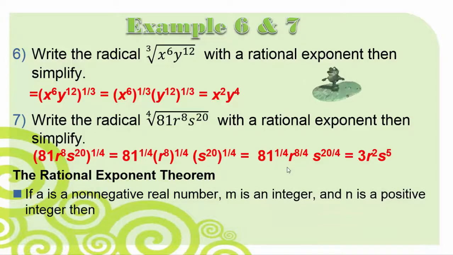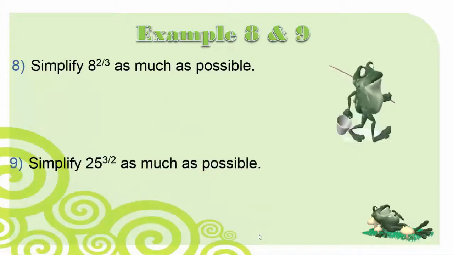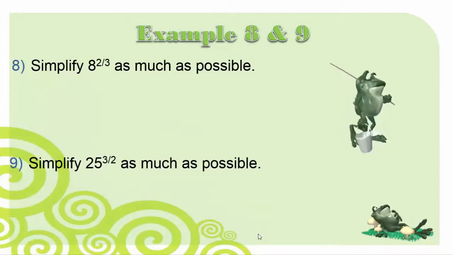The rational exponent theorem. If a is a non-negative real number, m is an integer, and n is a positive integer, then a to the m over n is equal to a to the 1 over n to the m, which is the same thing as a to the m to the 1 over n, which is the same thing as the nth root. In example number 8, we are asked to simplify 8 to the 2/3 as much as possible.